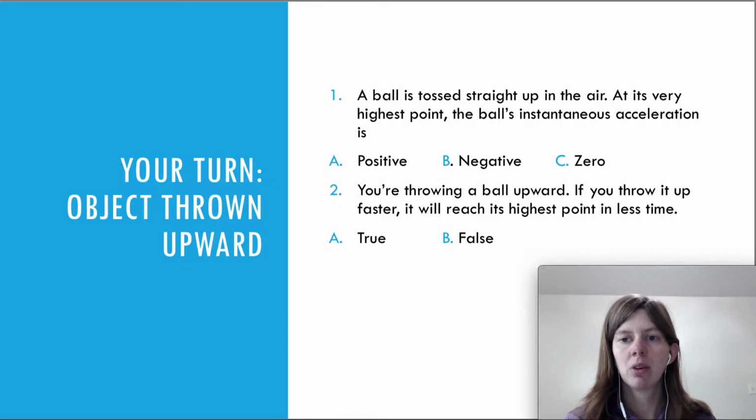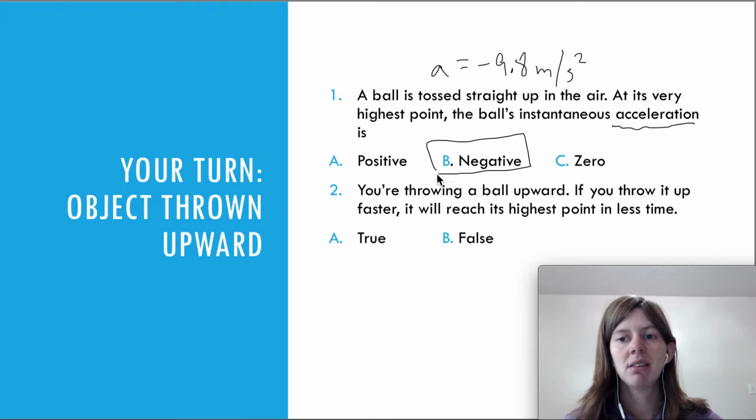So the first one says a ball is tossed straight up in the air. At its very highest point, the ball's instantaneous acceleration, is it positive, negative, or 0? So I have this question just so that you pay attention to what is asked, because a lot of you will be tempted to say it's 0. But really pay attention. It's asking about acceleration. When you're in free fall, the acceleration is always, always, always negative 9.8 meters per second squared. So it's actually negative. If you said 0, you're probably thinking about the velocity. So really pay attention to what the question is asking.